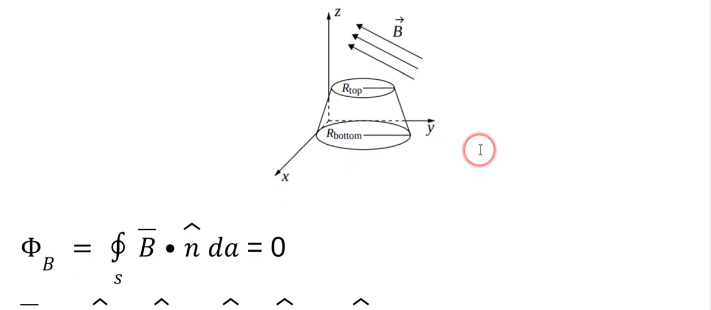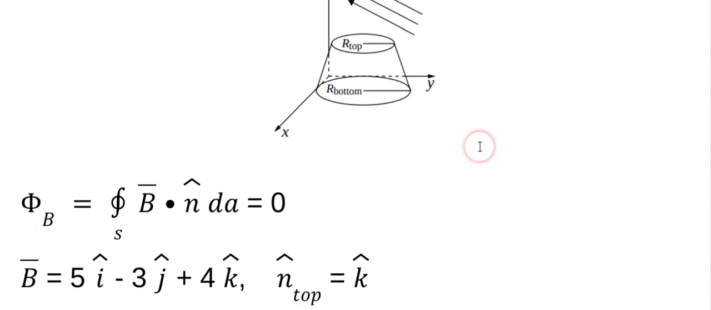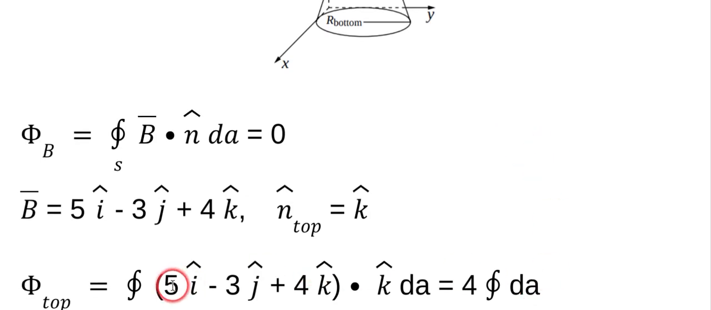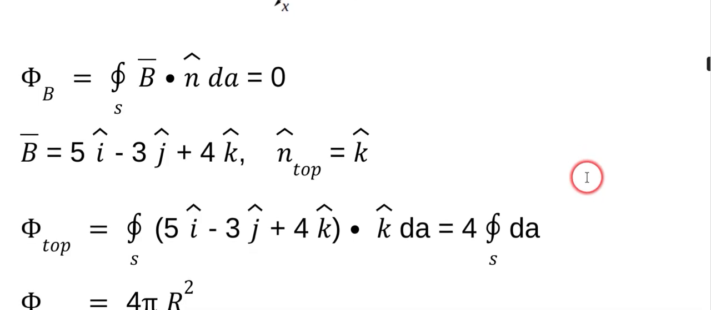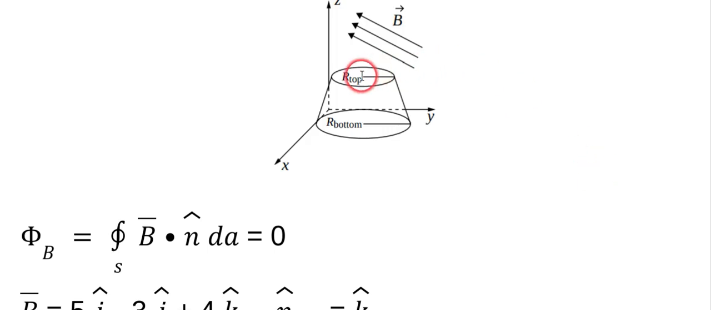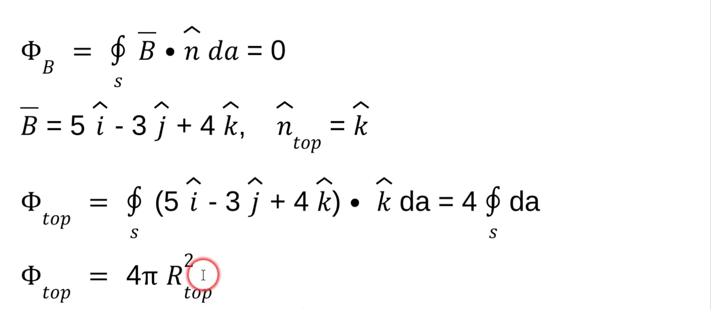So that was the first thing that I got straight. So now I can do this, right? I can take the inner product of the magnetic field with the normal, which is just k. And obviously k dot k is 1 and k dot these others is 0. So I'm just left with 4 from here, integral of dA. Okay, so what's the dA? Well, he gave it to us. He said r top, so it's just pi r squared. So the first one is just 4 pi r squared. There's no need to do any integrals.